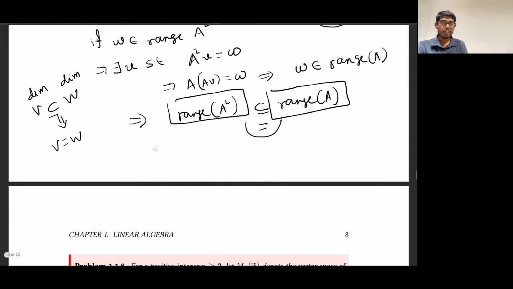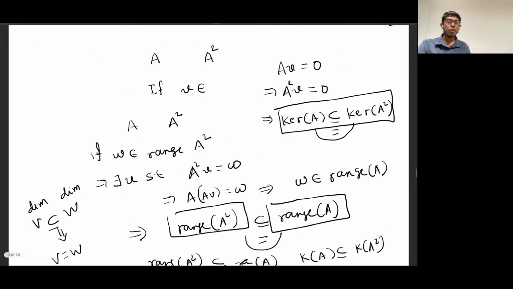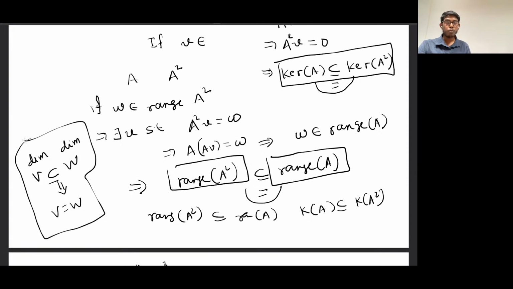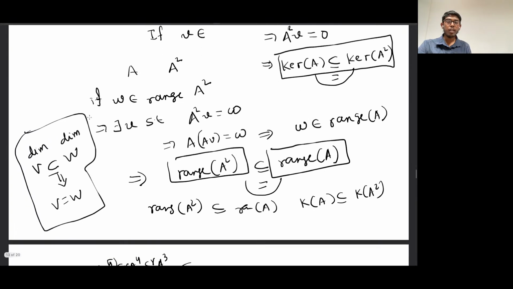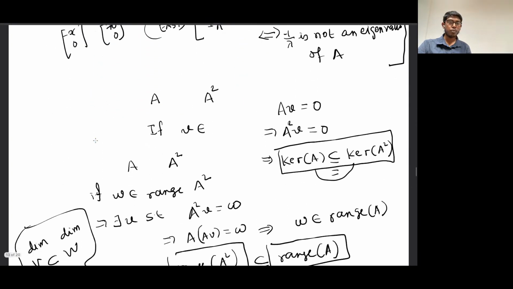So in general, the range of A square is contained in the range of A, and the kernel of A is contained in the kernel of A square. And this is true for A cube, A4, A5: all containments are true for the range, and the opposite containment will be true for the kernel. And if you have two vector spaces, one contained in the other, and the dimensions are the same, then the two vector spaces will be the same. Okay, so this is clear, I guess. Any doubt, you can stop me. Okay, so we can proceed to the next problem.